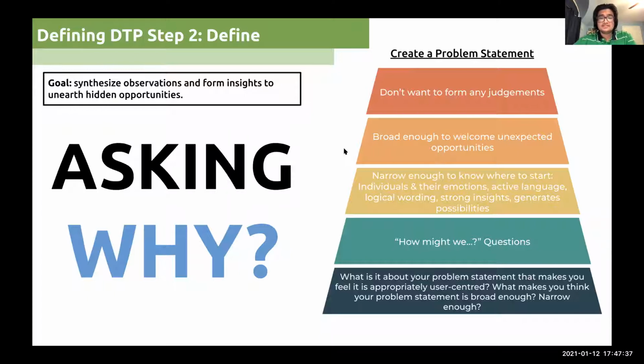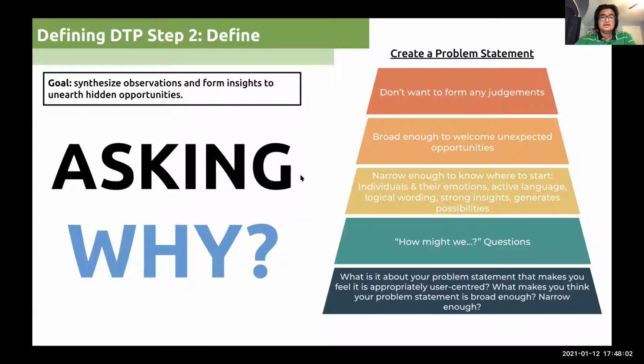So you want to focus on individuals and their emotions. You want to have active language. You want to have logical wording, strong insights, and you want to be able to generate possibilities from these problem statements. And a good way of doing that is by generating how might we statements, which will help guide brainstorming and launch your ideation when you get to the next stage.